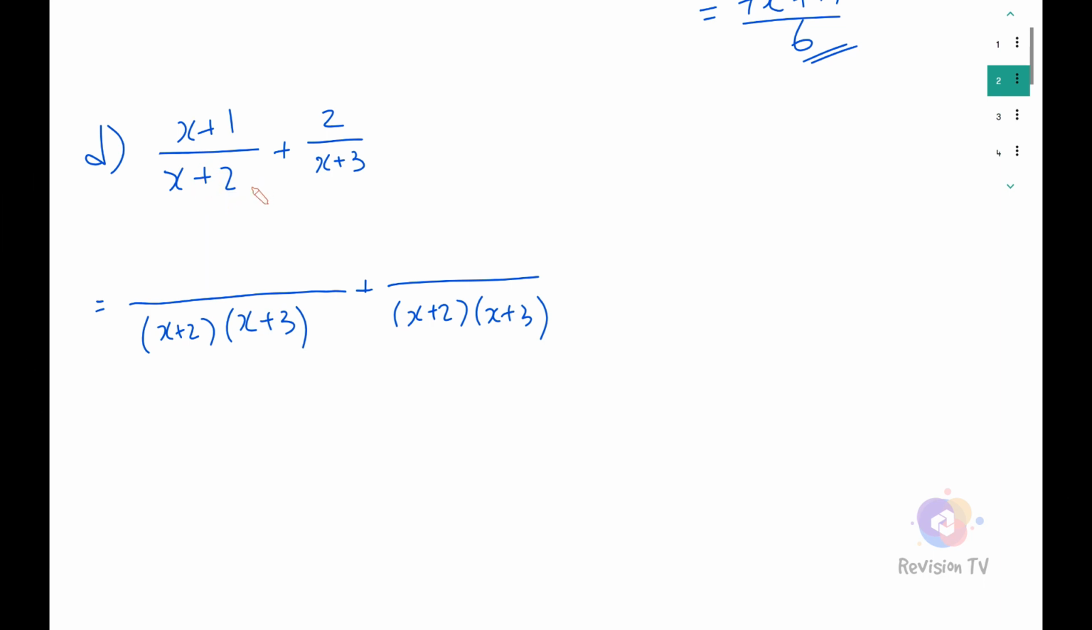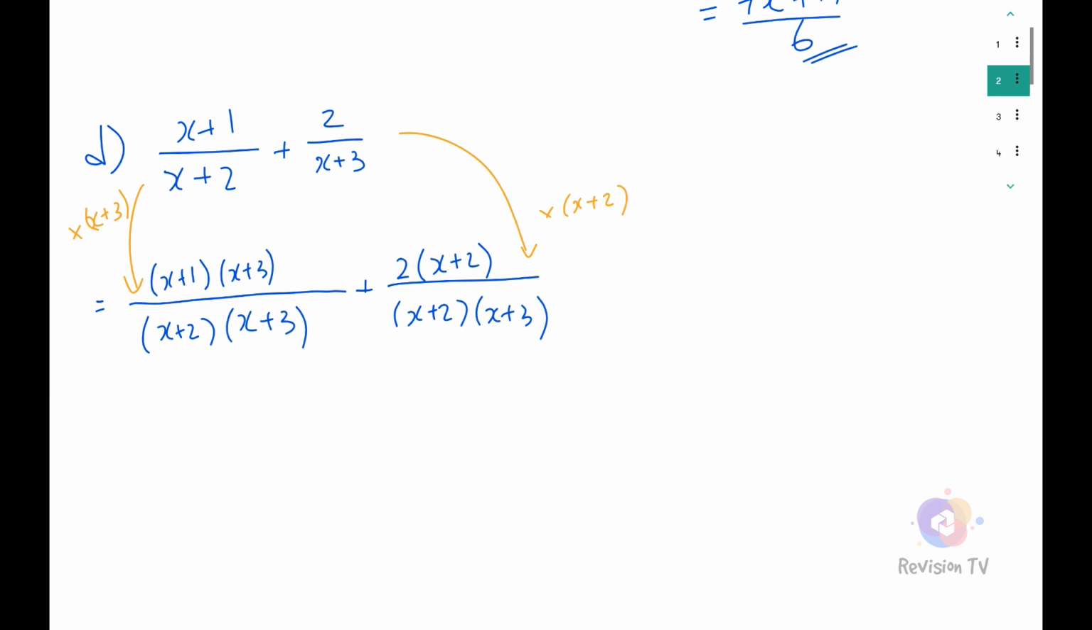First fraction, compare denominators. I have x plus 2, but I need an extra x plus 3. So I'm going to multiply that by x plus 3 in a bracket. For the second fraction, x plus 3, I need an extra x plus 2. So for the first fraction, x plus 1 times x plus 3. Second one, 2 bracket x plus 2.